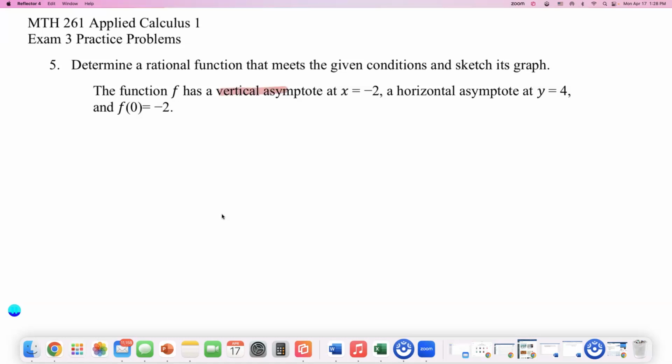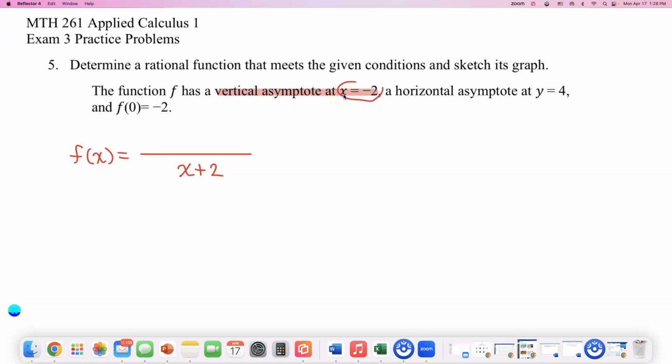So a vertical asymptote at x equals -2 means that we're going to have a function, f of x, that has x plus 2 in the bottom of the fraction, right? Because the zeros of the denominator that don't get canceled out with a zero of the numerator are going to make the vertical asymptote. So if you see x equals -2, that means this function has a zero of x equals -2 in the denominator. That's why I wrote down x plus 2 in the bottom of the fraction.